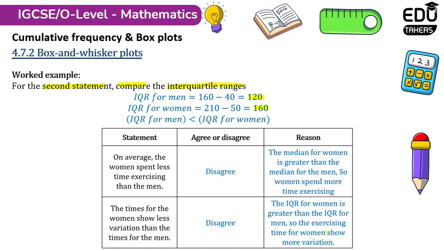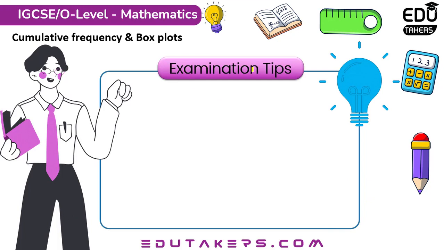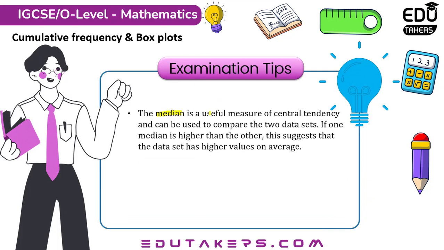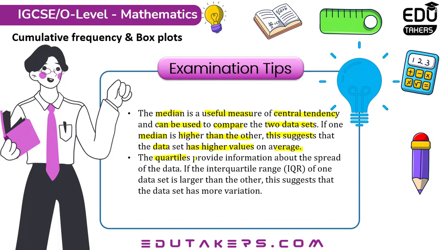variation. Examination tips. The median is a useful measure of central tendency and can be used to compare the two data sets. If one median is higher than the other, this suggests that the data set has higher values on average. The quartiles provide information about the spread of the data. If the interquartile range of one dataset is larger than the other, this suggests that the dataset has more variation.